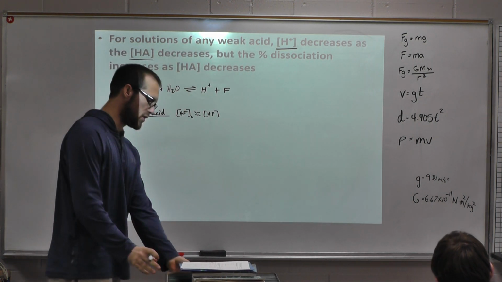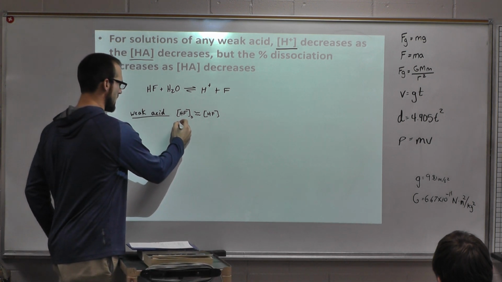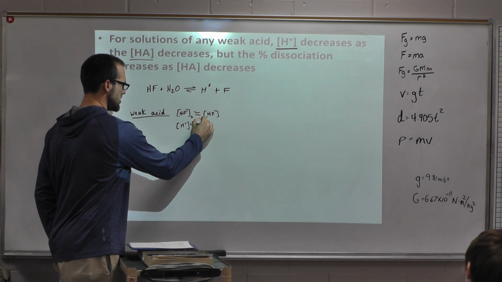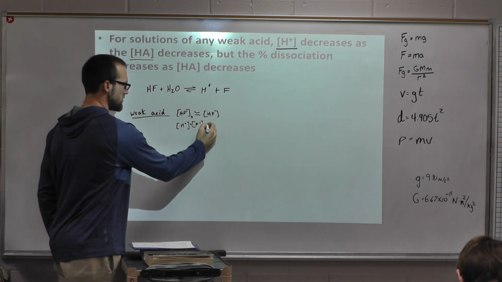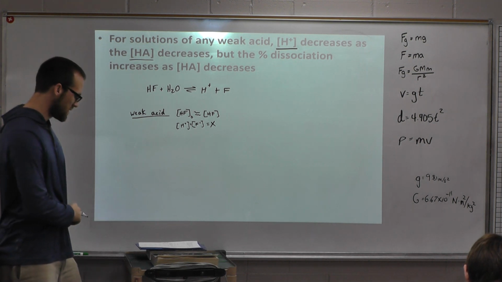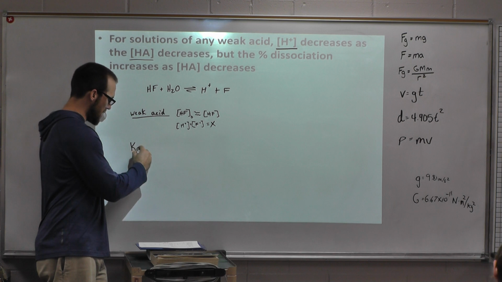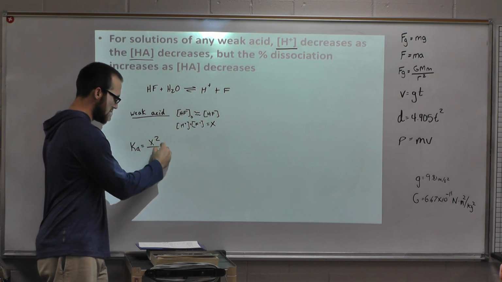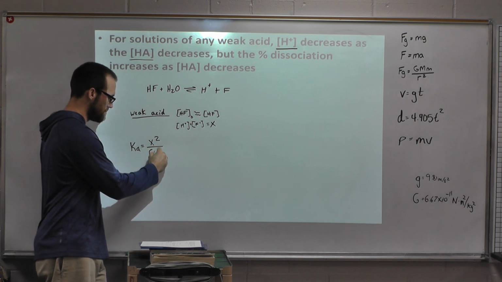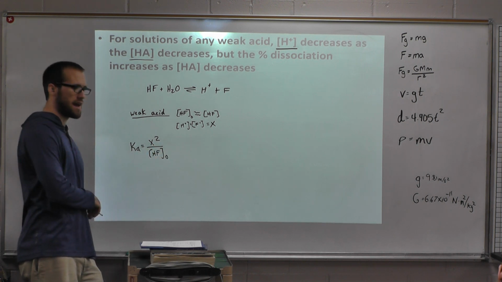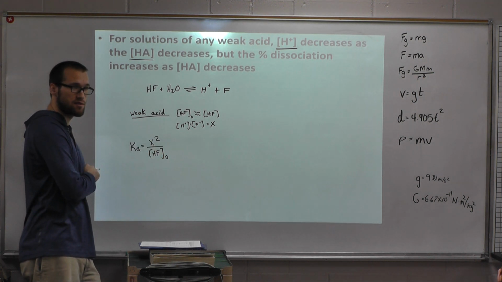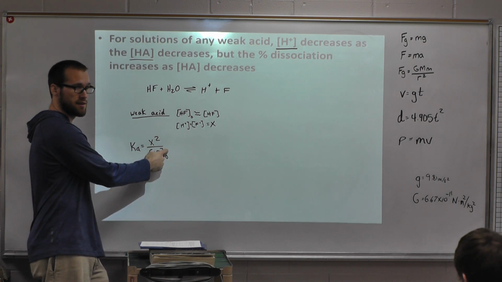Okay, and then we know that because it's a 1-to-1 ratio, the concentration of H plus is equal to the concentration of F minus, and we usually quantify that as X when we do our ICE tables, correct? So if I were to set up our table after we've done our ICE table, it would look like that, correct? Whatever the Ka value is, X squared divided by initial concentration, because we'd be eliminating the X here, correct?